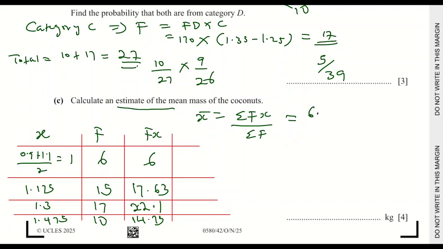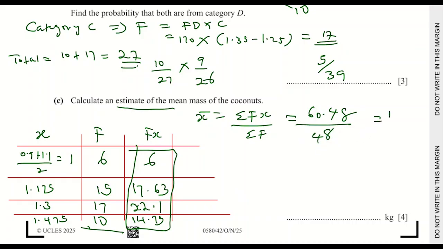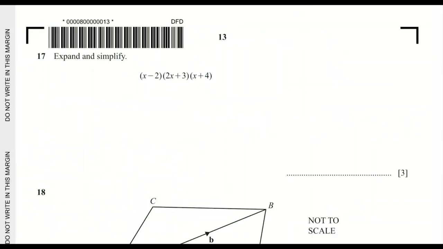So the summation of the product of f and x, if you add them together, you should get 60.48. That is the total of this column. And the sum of the frequencies is also 48. So divide by 48, and the final answer is 1.26. So let's go to the next question.